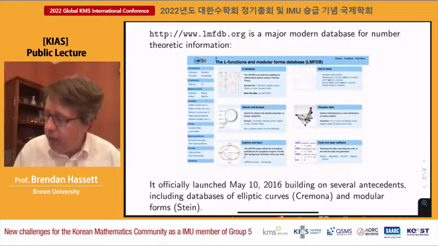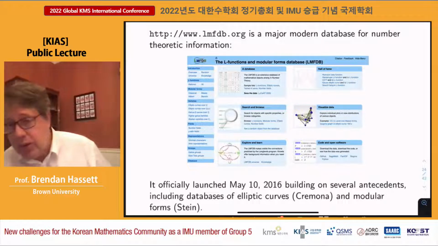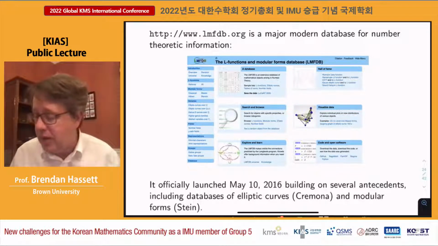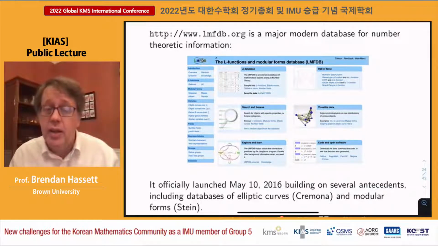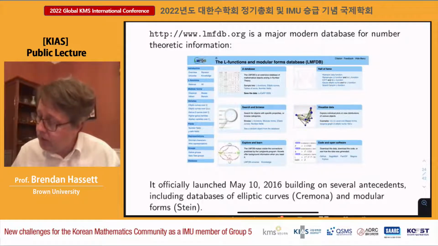It was officially launched in 2016, so I'm proud that ICERM played a bit of a role in helping to get this underway. Of course, this builds on earlier databases of elliptic curves, due to Cremona, and modular forms, due to Stein. So it's not like we started from nothing in 2016, but it's really grown quite dramatically in the last 6.5 years that people have been working to try to develop this as a systematic resource.